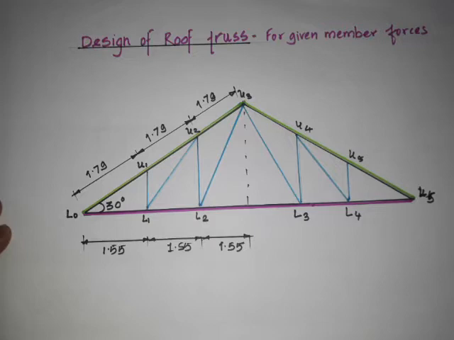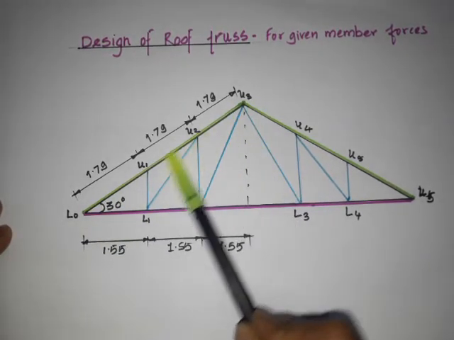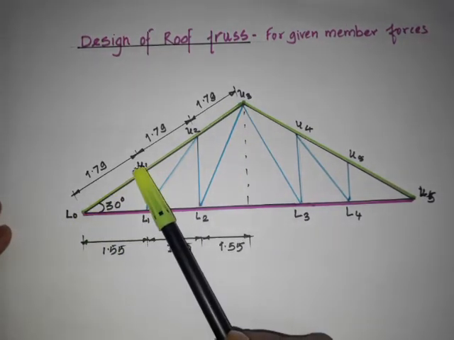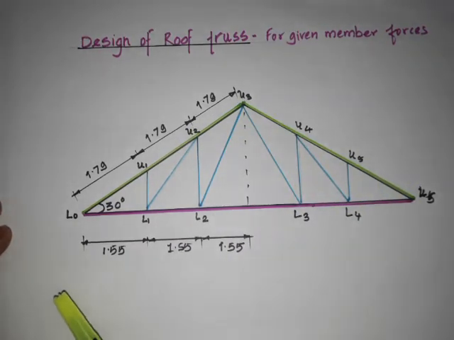So for the design purpose you have to utilize the data provided in the geometry of the structure. Here we have finished with this member, what you can see in the green color, that is the principal rafter L0, U1, U1, U2 or U2, U3, same on this side.